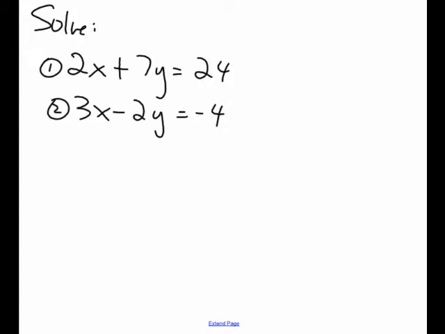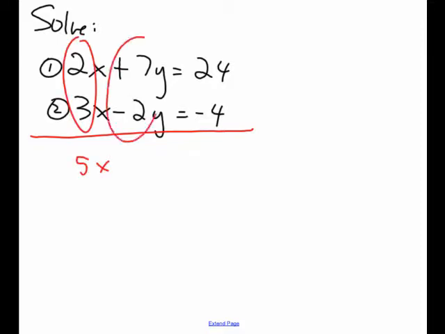Alright, here's another example that's a little bit more complex. What was great in that last example is that when I added the two equations together vertically, one of my variables canceled out. Now, if I look at this particular question, if I were to add the two equations together, I would get 5x plus 5y is 20.